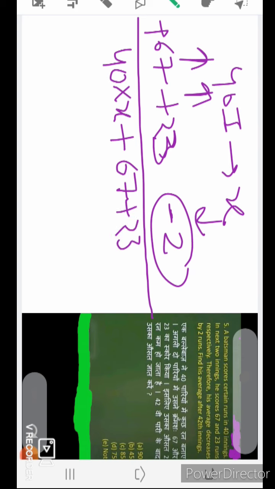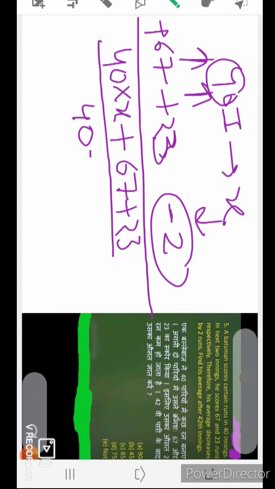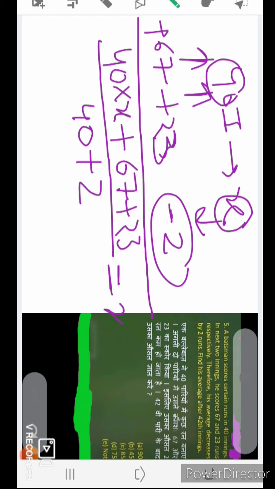Now as we have to calculate the average, this is the total: 40 into x plus 67 plus 23 is the total. Now there are 40 innings and 2 innings are added, so 40 plus 2 is going to be here. This is the average. Now your actual average is decreasing by how much? Decreasing by 2. X minus 2 is going to be here. Now we just have to calculate the value of x here.